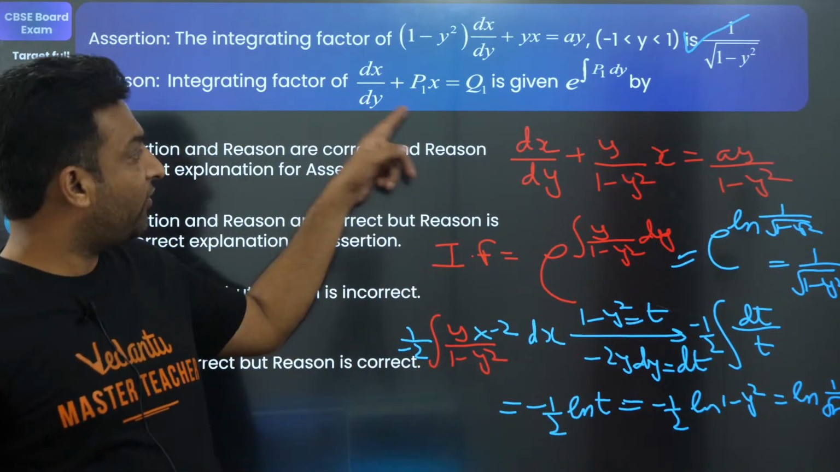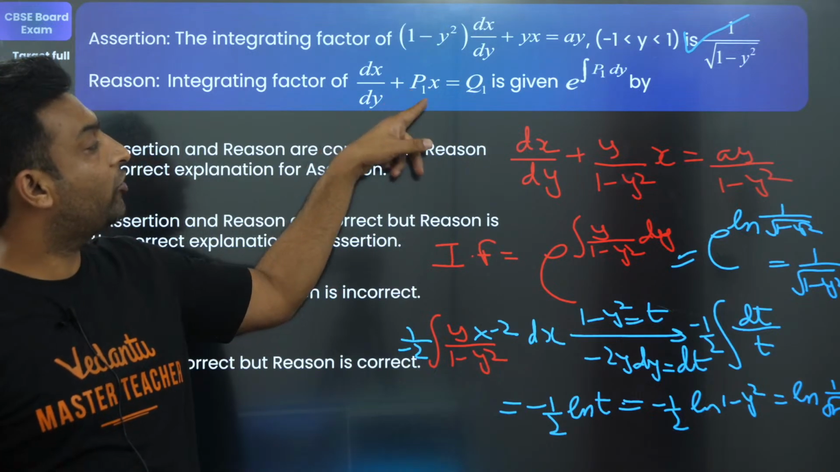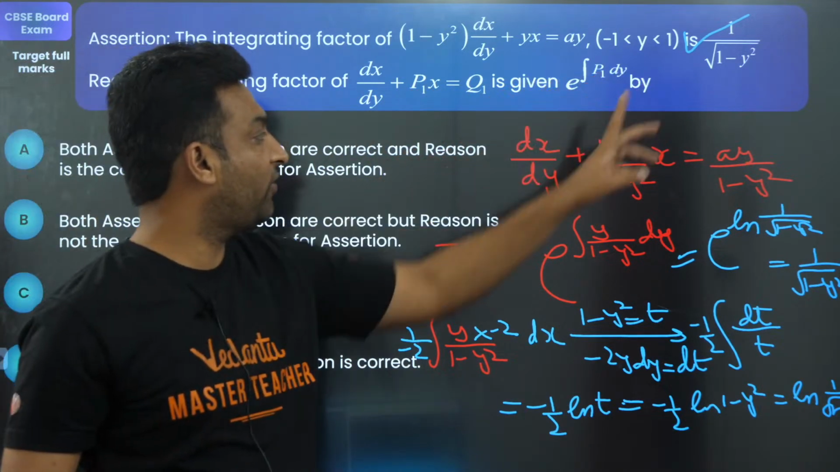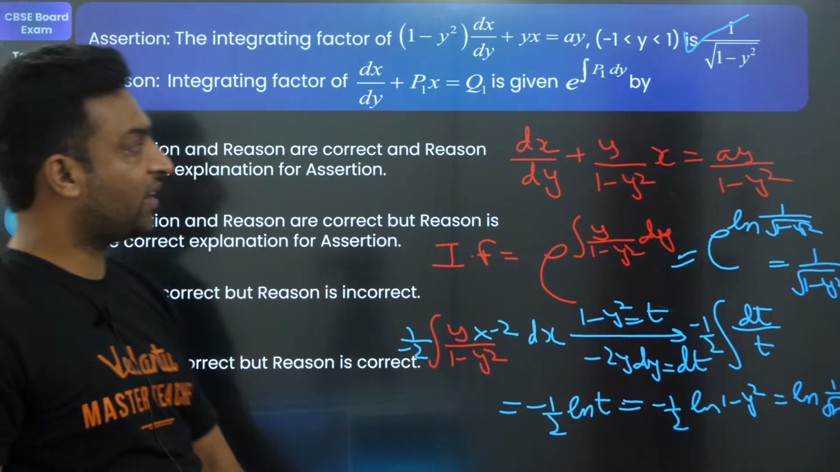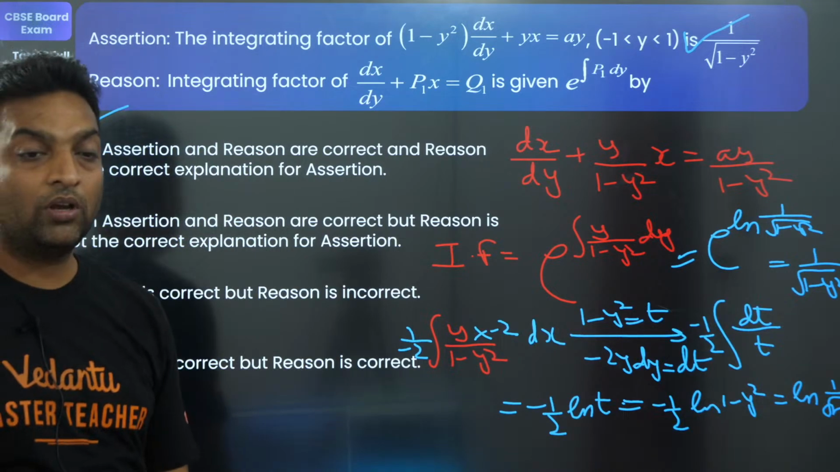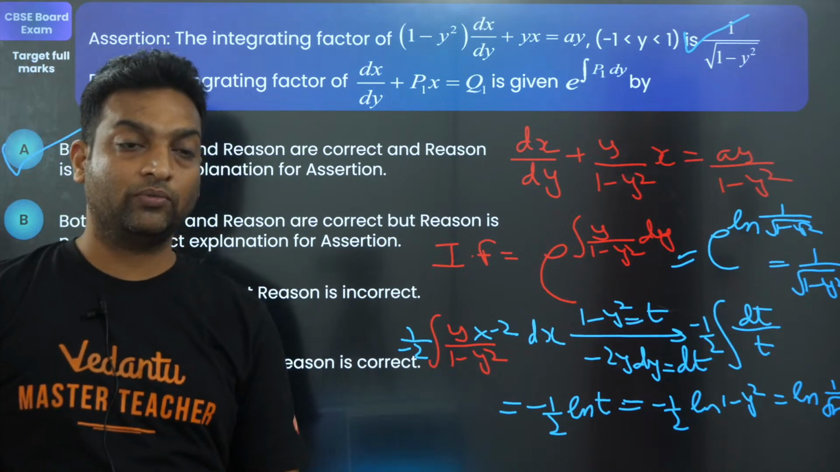So dx by dy plus p1 x equals to q1. The integrating factor will be e raised to power integral p1 dy, which is perfect. Both assertion and reason are correct, and the reason is the correct explanation also.